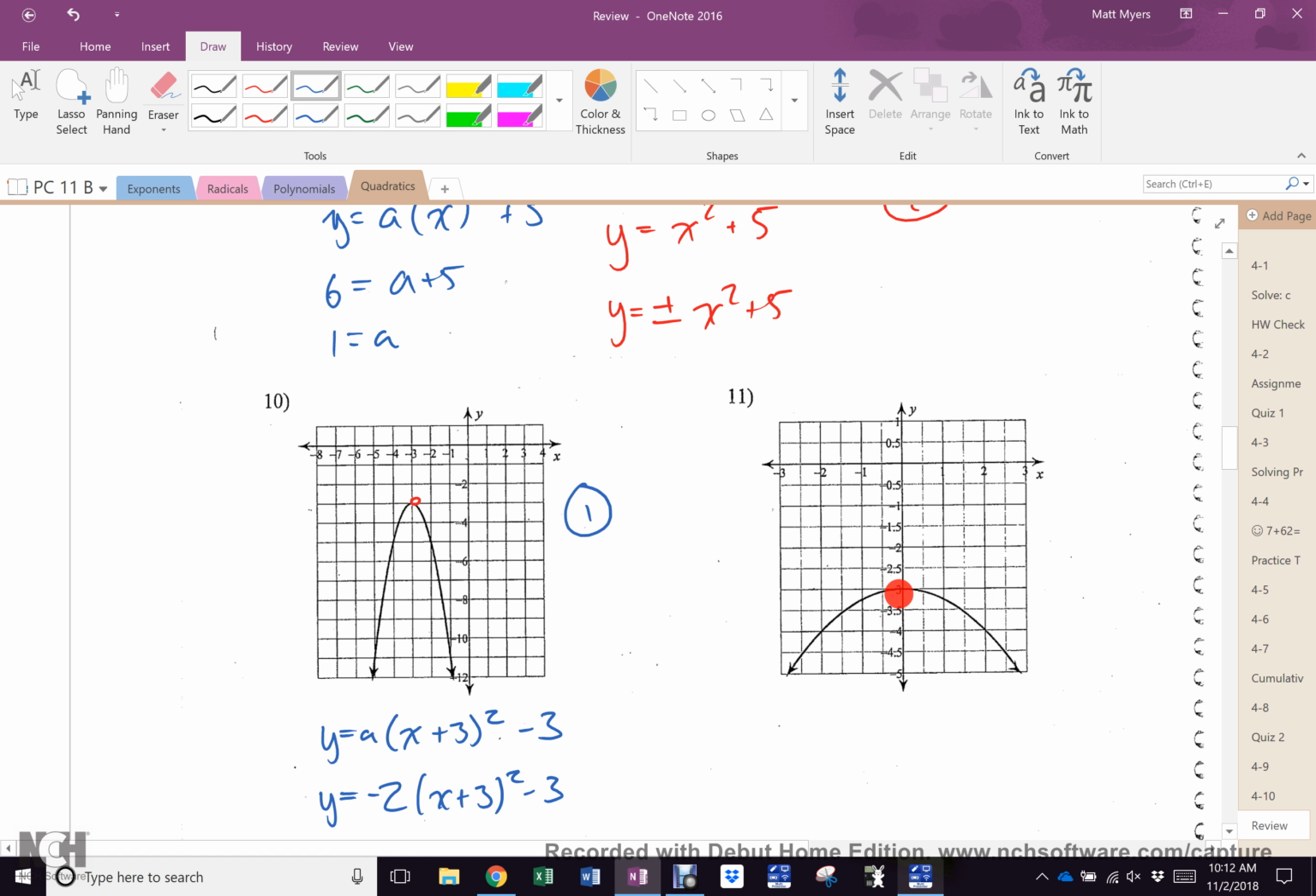What about this one? y equals a x squared minus 3. Check your stretch. When I go over 1, I don't know how far I went down. When I went over 2, I don't know how far I went down. When I went over 3, I went down 1. How far should I have gone down? When I went over 3, I should have gone down how far? 9. But I went down 1 of that.